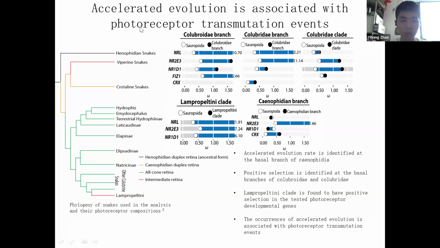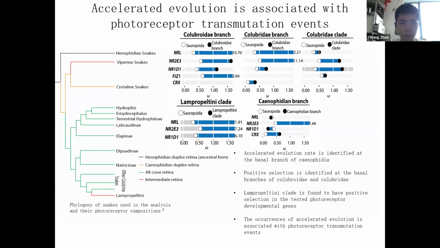Here I've shown the phylogeny of snakes used in the study, color coded for the photoreceptor compositions. As you can see, there are clearly several transmutation events occurring within this phylogeny. For example, here, this branch represents the Caenophidian clade, so it is the basal branch for the Caenophidian clade.